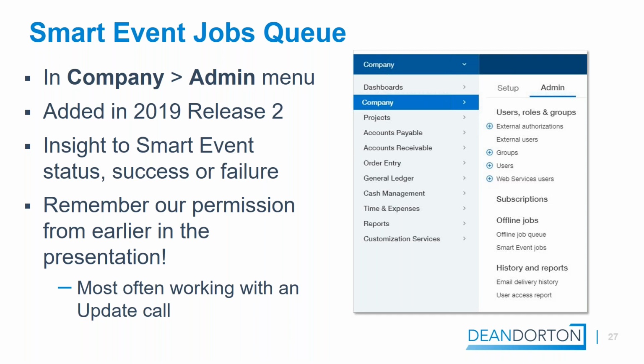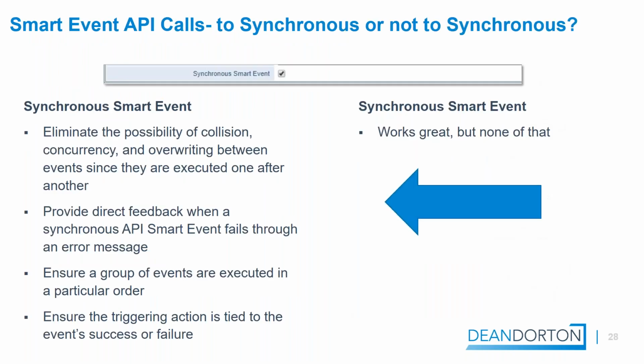There's one other thing when you're creating a smart event, particularly a Smart Event API call: there's a little checkbox that says Synchronous Smart Event. This came out in 2018, release 4. The background is that prior to 2018 release 4, all smart events were what is referred to as asynchronous, which means that it's very possible for them to have occurred in parallel and out of order.